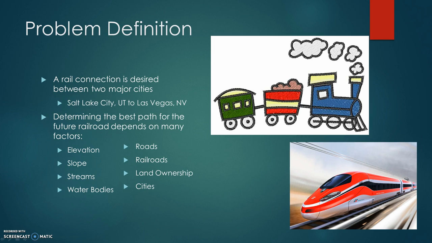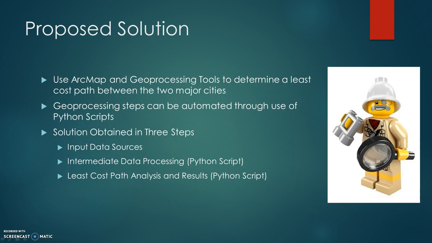The first step to solving this problem was to find the input data sources that we needed to represent the elevation, slope, and land ownership. After gathering the data that was necessary, we prepared a pre-processing tool to convert the data into a raster format that could be used by geoprocessing tools within ArcMap to then go into a least cost path analysis, which we could also script in Python using geoprocessing tools in order to prepare the final least cost path analysis for multiple different scenarios within the same script.